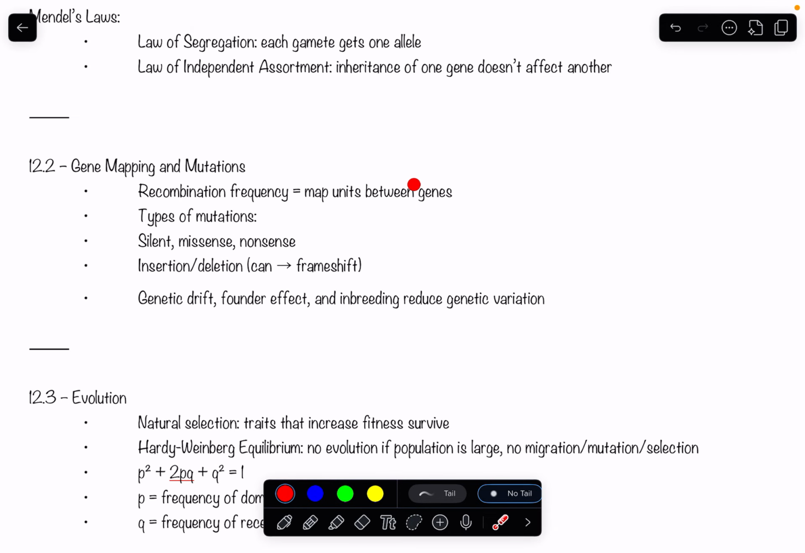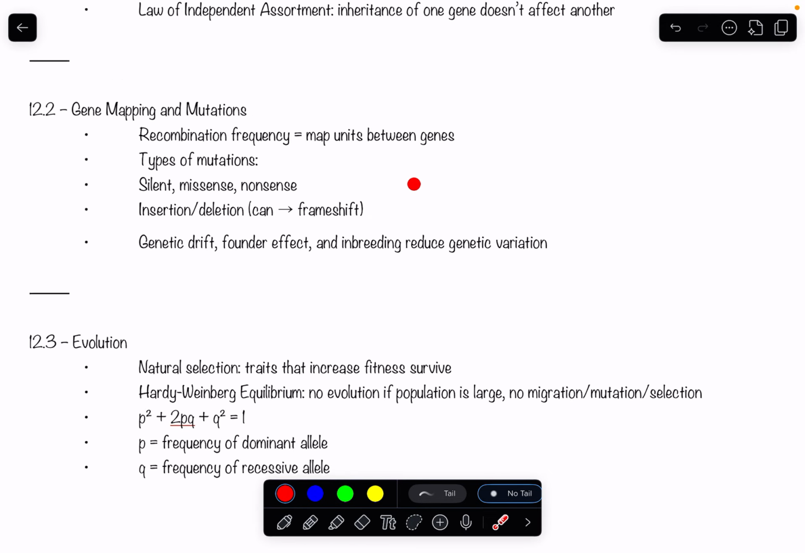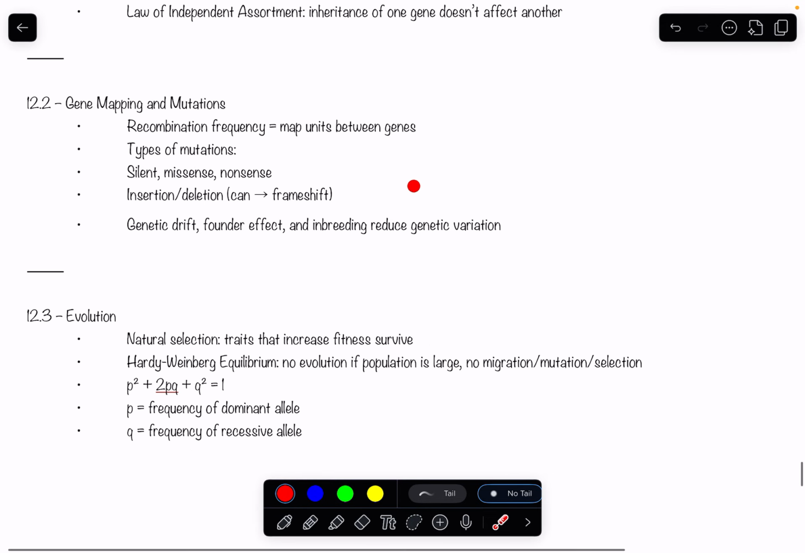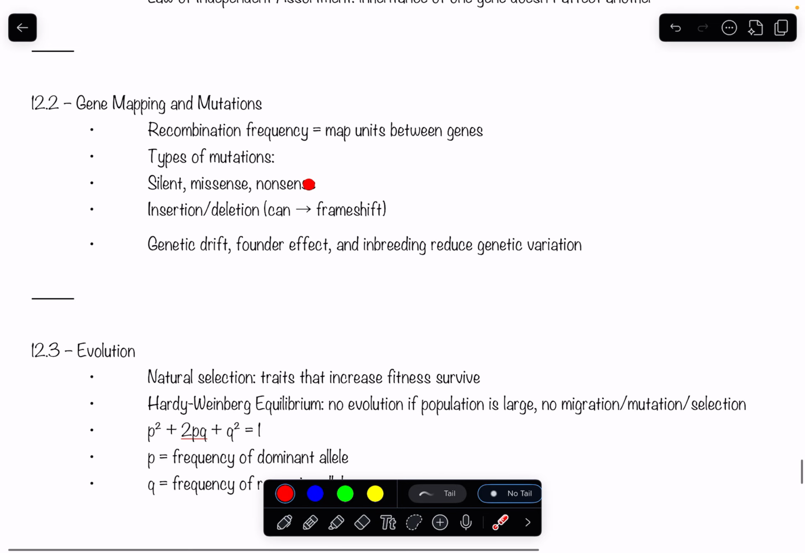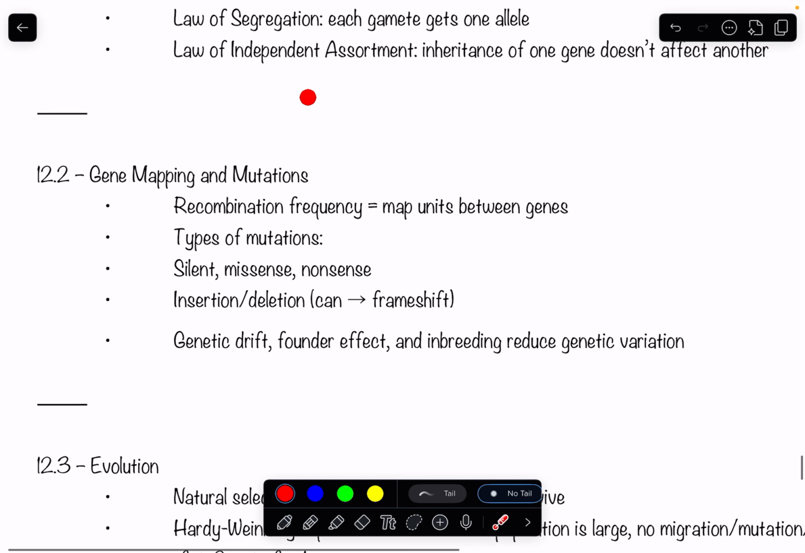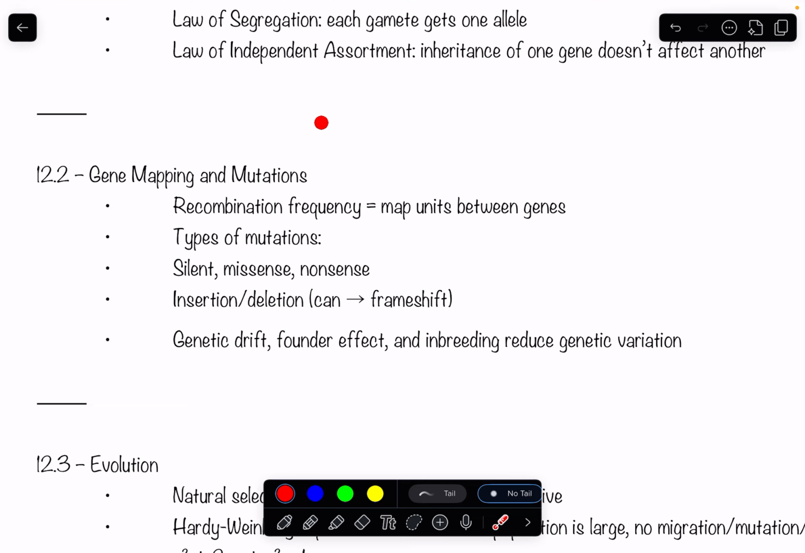Oh, last but not least, we're gonna go over these. They are probably the two least high-yield things I've ever seen, but we'll go over it anyway. So let's start with gene mapping. Recombinant frequency is pretty much the map units between genes. Now, if you don't already understand map units, then I really wouldn't stress about it. I would definitely know these.